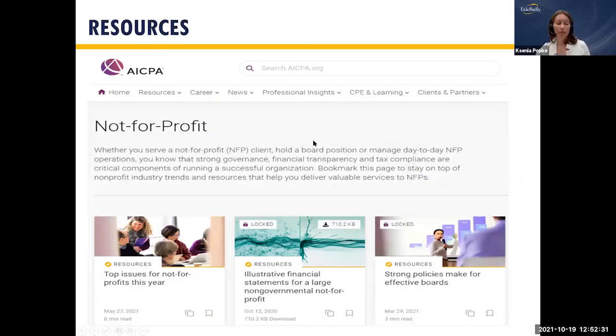AICPA is another very good resource. They do have a very specific section dedicated to not-for-profits, and this is their landing page, but you'll see that some of the resources are available to non-members, but some of the locked content is available for members only. The content has a lot of information, a lot of examples, policy examples, and also illustrative financial statements for both large and small not-for-profits, and various other resources. I would encourage you to go there and look around.